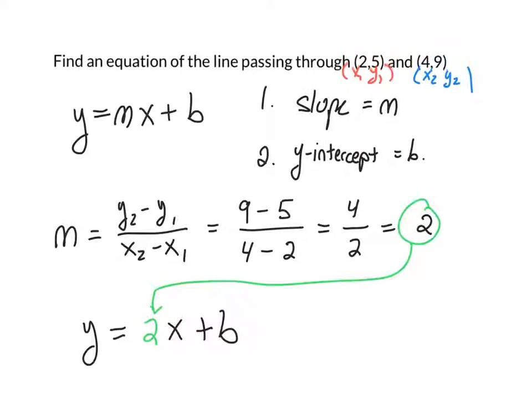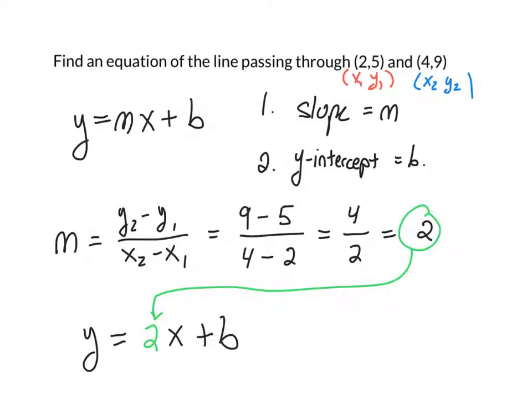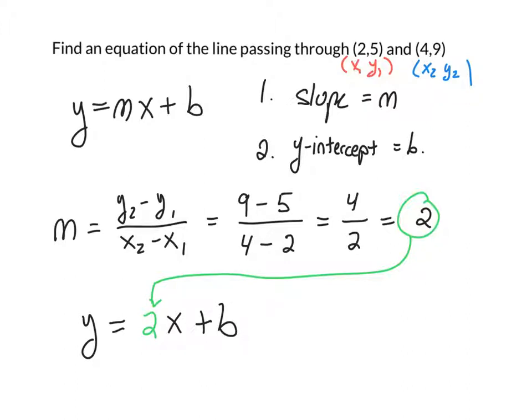Well, I have some information. I have a point 2, 5, and I have another point 4, 9. So what this does is it gives me an input-output pair. So into this equation, I know if I plug in the number 2, I should get an output of 5. And if I plug in the number 4, I should get an output of 9. It doesn't matter which point I pick. I'm going to choose 2, 5 since it's the first one, and plug that into my equation and see what I get.